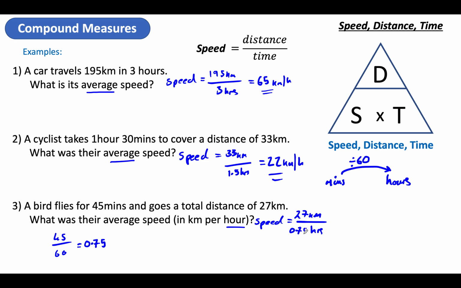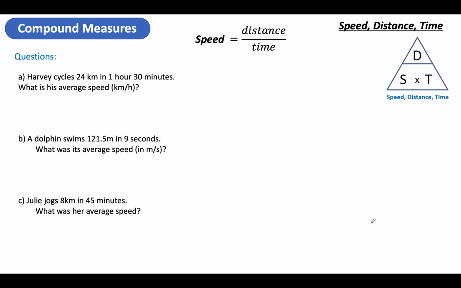So you have to make sure that you are working in the correct units. If you need to convert minutes to hours, divide it by 60. Okay, let's do this. 27 divided by 0.75 is 36. And what are my units? They were kilometers and hours, so it's kilometers per hour, just like it asked. Yep, easy enough. So remember, if you need to convert the minutes to hours, you need to divide it by 60 because there are 60 minutes in an hour.